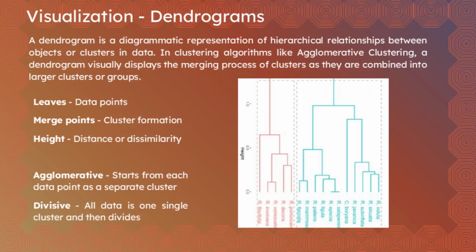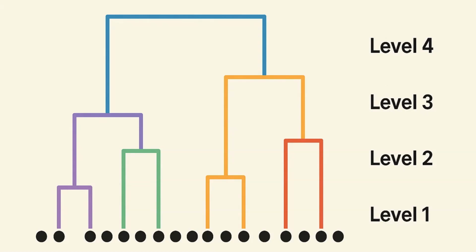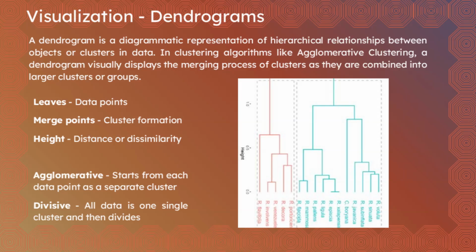A dendrogram is a visual tool used to represent hierarchical relationships in data, particularly in clustering algorithms like agglomerative clustering. It shows how clusters are formed step by step. At the bottom of the dendrogram are the leaves, which represent individual data points. As we move upward, merge points indicate where clusters come together. The height of each merge reflects the distance or dissimilarity between clusters at the time of merging.